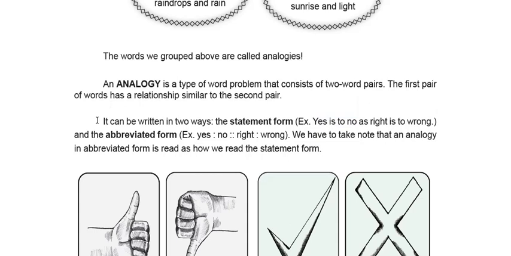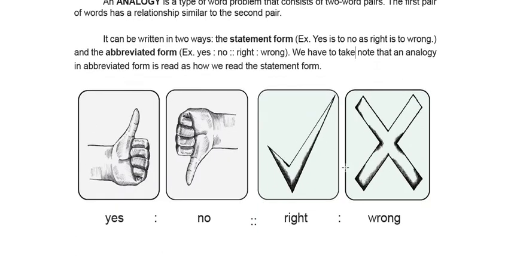So in the second part, we have here the two ways on how we write an analogy. It can be in a statement form, just like this one, in a sentence form, or it can be in an abbreviated form, just like this one, with colons. And the two pairs are separated with two colons. But when you read this one, it should be almost the same as this. So the correct reading is: yes is to no, as right is to wrong. So, this is the representation.